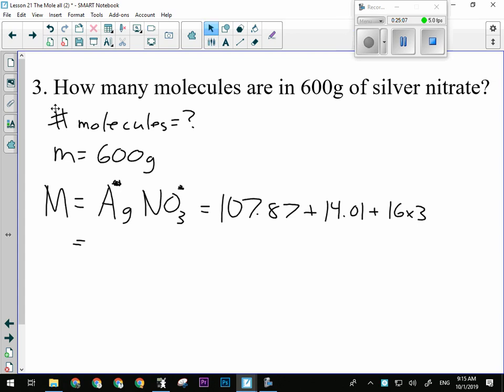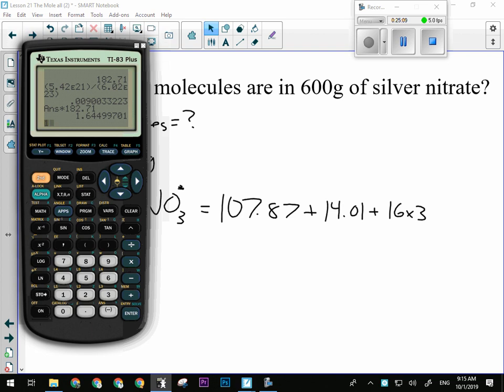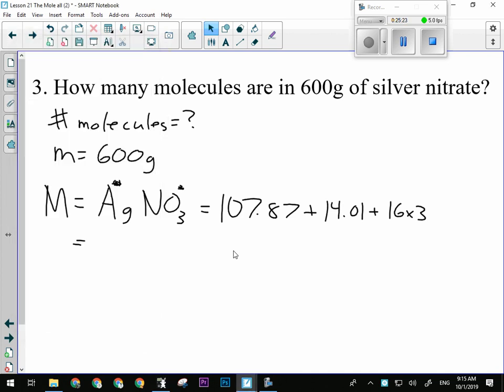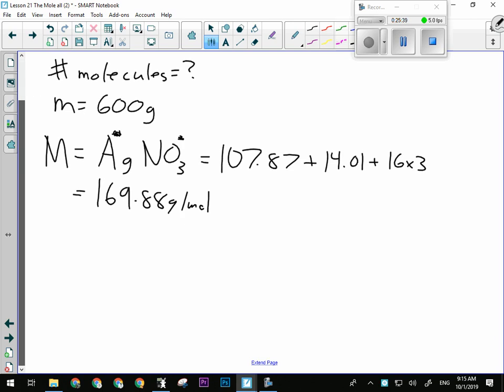All right. So we have 107.87 plus 14.01 plus 48. All right, so 169.88 grams per mole is what we're looking at here. Everybody all right with that? All right, so what can I calculate now that I have little m and big M? N, right, the number of moles. So that's the next thing I want to calculate.